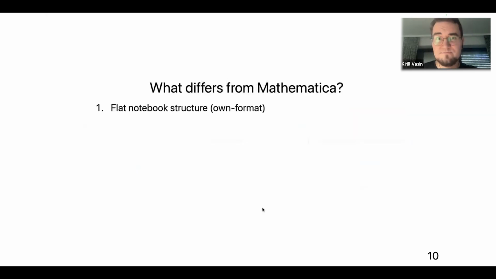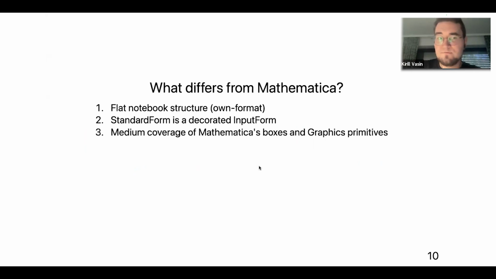What differs from Mathematica? We have a flat notebook structure, and it's not directly compatible with the NB format. And the standard output form is a sort of decorated input form. So basically they're compatible. All standard form outputs that you have from WLJS, you can substitute back and it's going to work. We did not cover all the boxes of Mathematica and graphics primitives. It's still a large amount of work to do. But for most functions, it's already in a decent state.